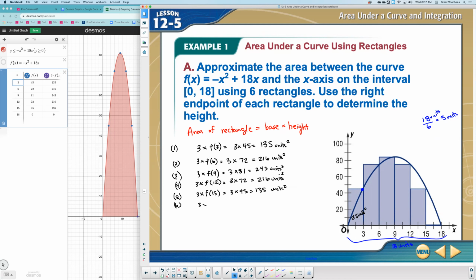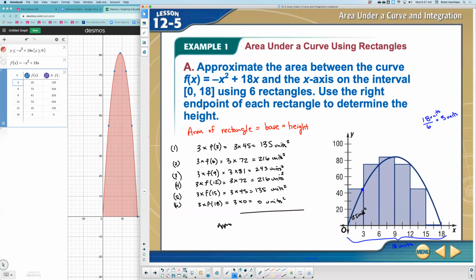And then finally, 3 times f of 18 is the last one. It was just 3 times 0, which I don't need the calculator for that one. This would be 0 units squared. So if I wanted to approximate the area under this curve using these rectangles, I could say, all right, let's just add it up. And the total would be our approximation of the area under the curve.